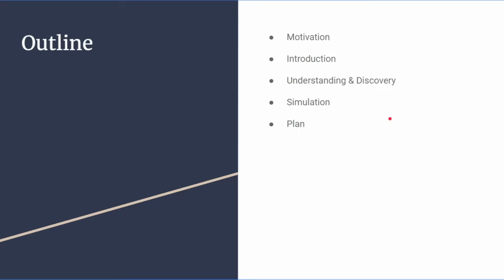And this is our today's outline. We'll start from our motivation and then talk about the introduction of our project. Next, we will explain our discovery and understanding about the pendulum and do some analysis of them. And then we will show our simulation by Python in brief. Last, we will briefly talk about the plan of the project realization.